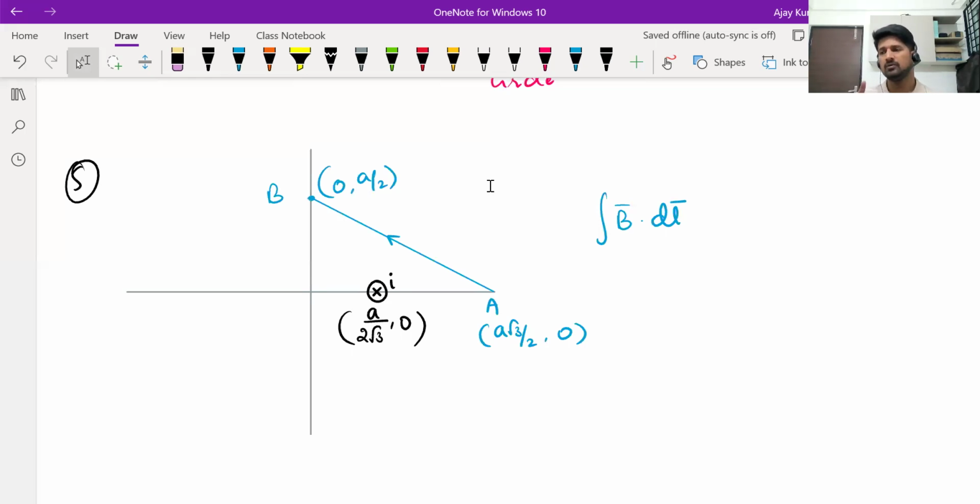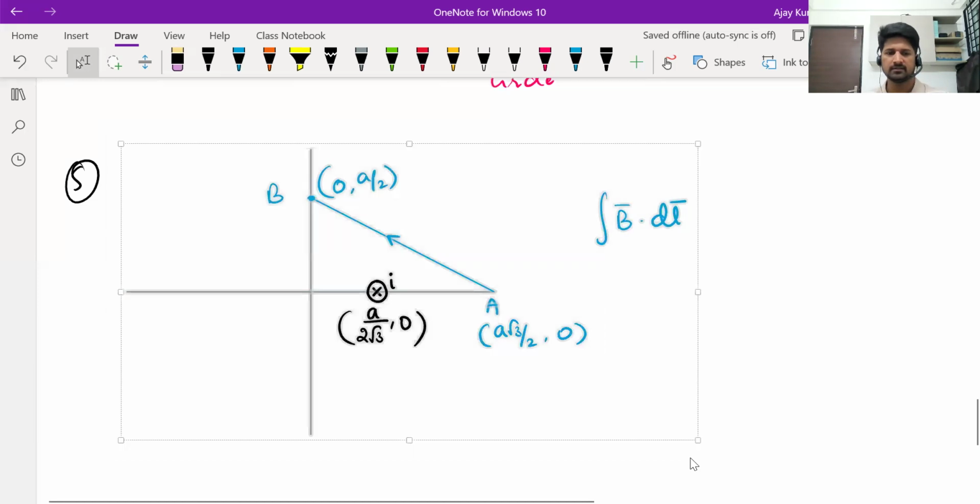We have to imagine a closed path of which the given path is a part. And you have to imagine a closed path in such a way that it becomes easy for you to integrate this somehow. Okay. Let me give you another situation where I think you will come up with an answer. Then we'll come back to this.